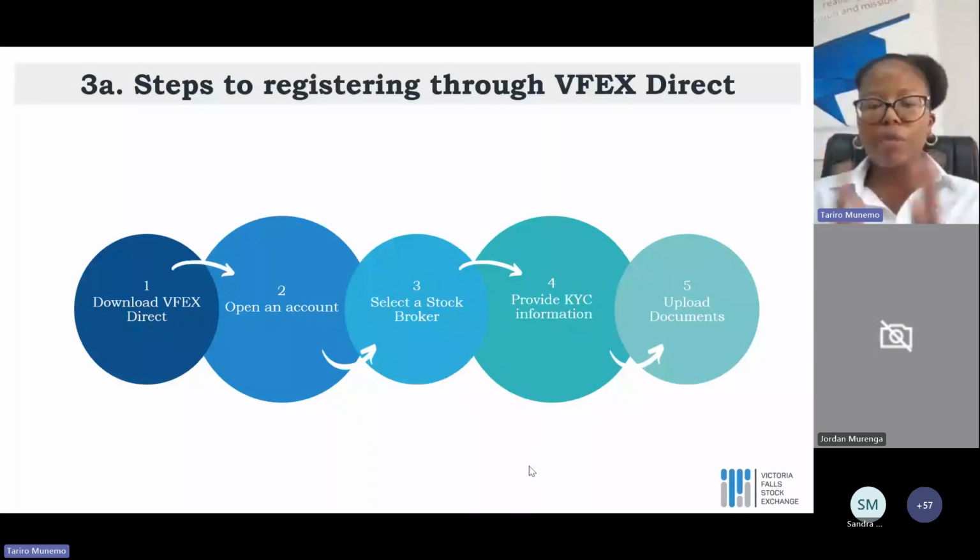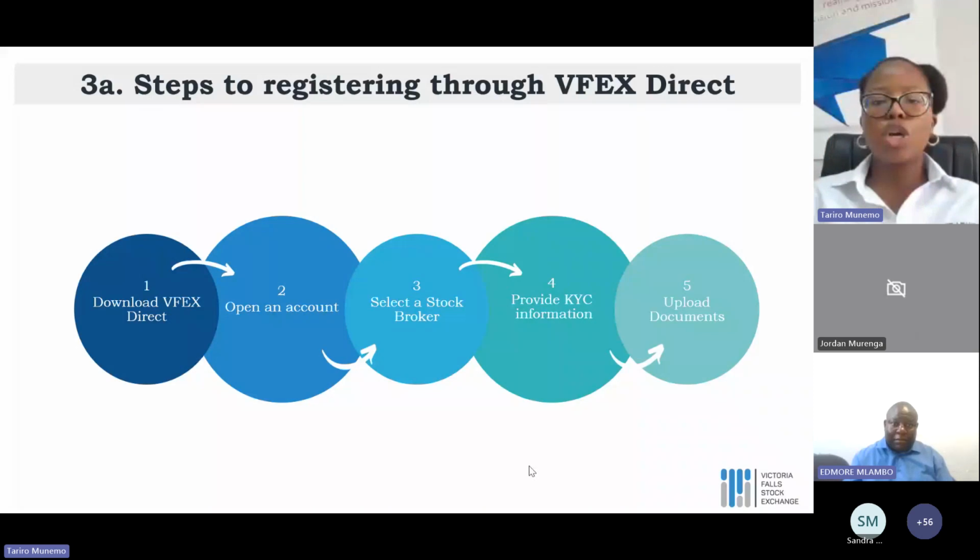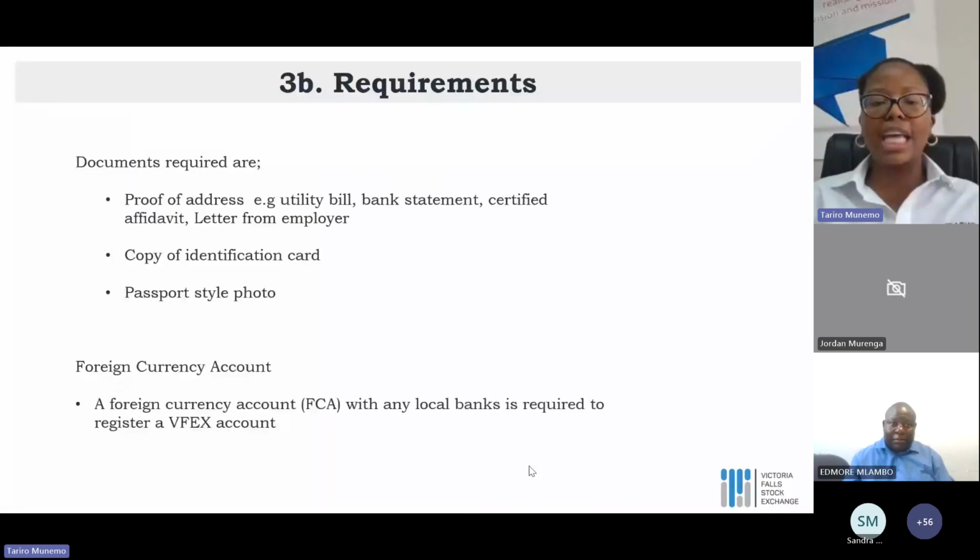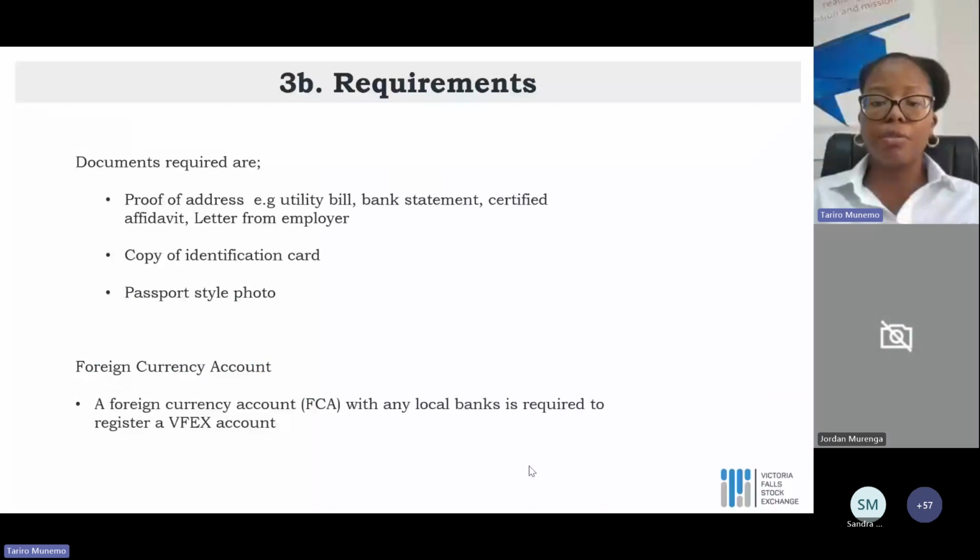All right, so you have provided us with your KYC information. To conclude and to seal this process, you then upload your documents. So there are 3 documents that we require from you, and these include your proof of address, a copy of your identification card, as well as a passport style photo.